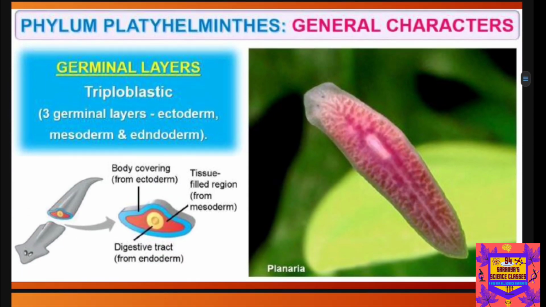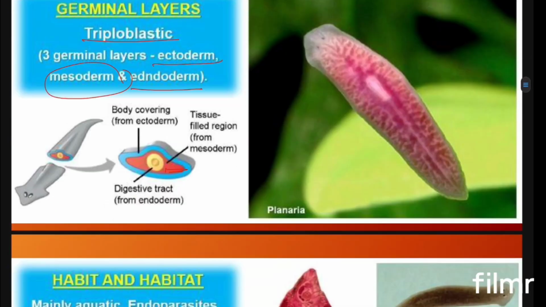Now, what about their germ layers? They are triploblastic organisms. That means they have three germ layers. Ectoderm is there, endoderm is there, and in between you can see that the mesoderm is also present, so they are all triploblastic organisms.